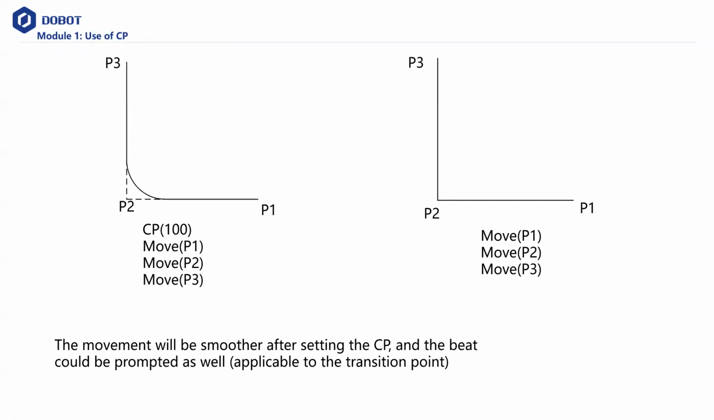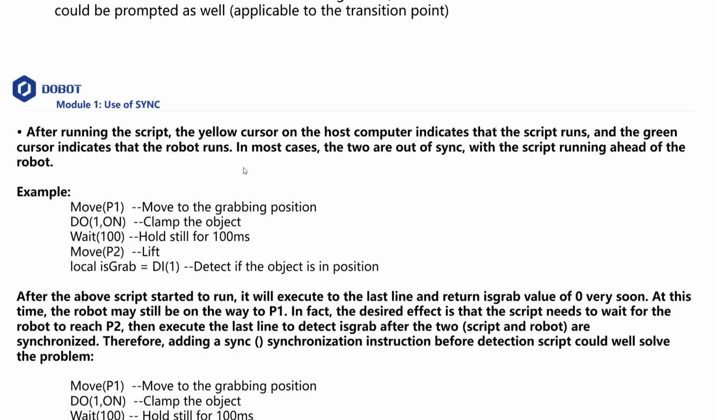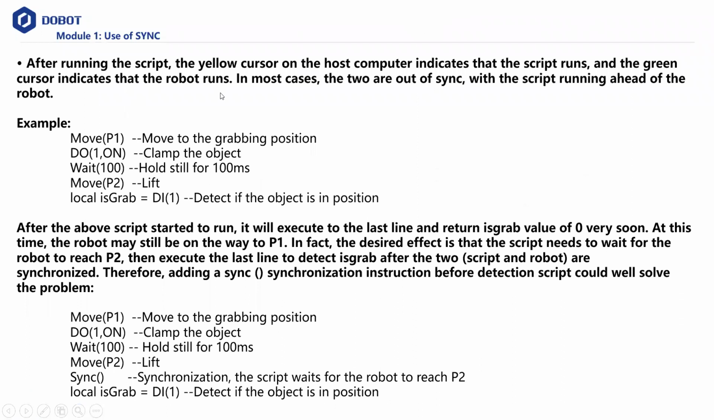Okay. So yeah, in the last session we talked about how if we add the CP100, we can find a smoother movement in this place. If we don't, it just shows like this. The movement will be smoother after setting the CP, and the beat could be promoted as well, as you can see here. And here is the use of sync.